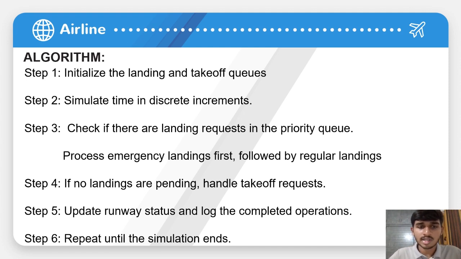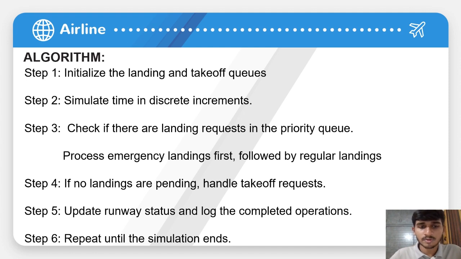Step 3, we'll check if there are landing requests in the priority queue and we'll process emergency landings first, followed by regular landings. So in the priority queue, we'll assign the emergency landing as 1 and other normal landings or takeoffs as 2 and 3, so that if there is any emergency landing, it will be served as first priority.